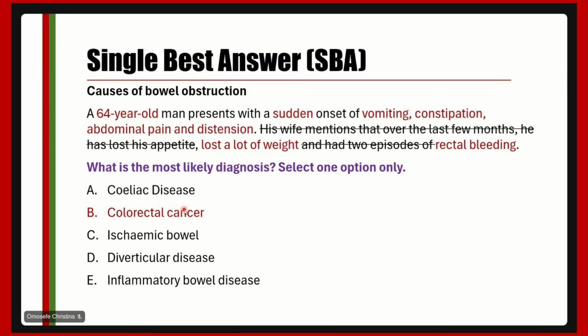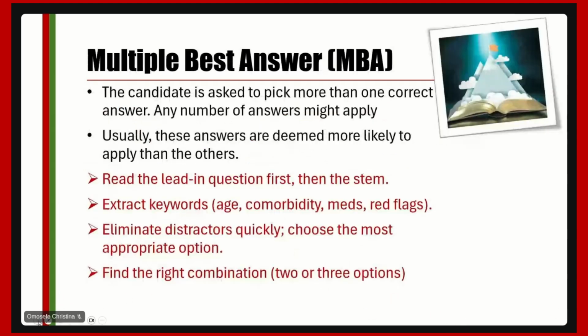Applying the clinical knowledge you read, not asking you for the clinical science, like which of these is not a sign of colorectal cancer. That's not what they are going to do. That's PLAB level questions. Here now they are testing our applied knowledge. The next one is multiple best answer. So here you're asked to pick more than one correct answer.